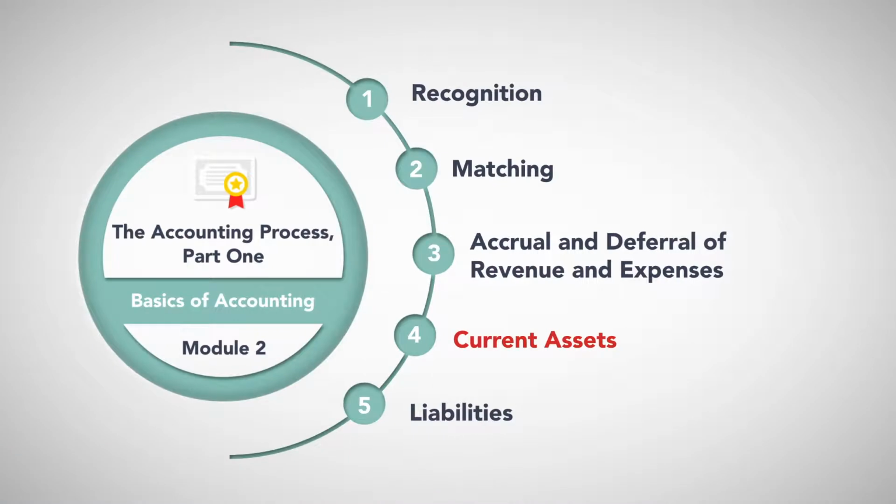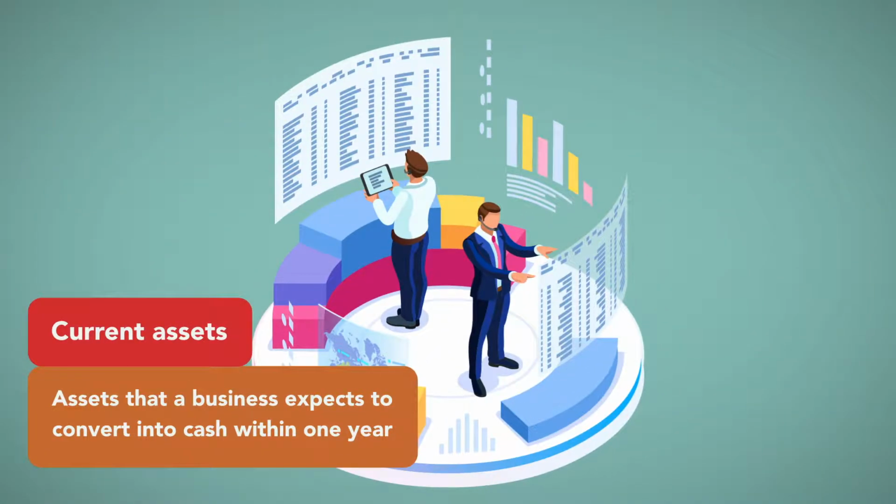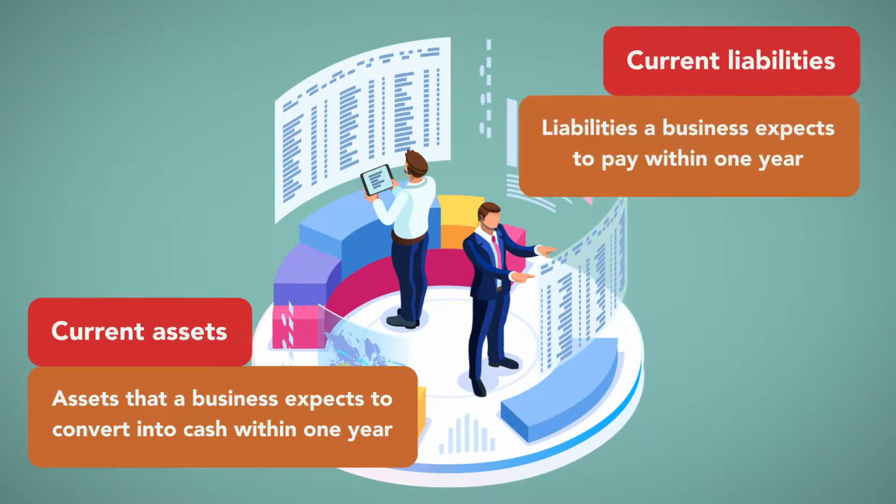Current assets. Next, we'll turn our attention to accounts that businesses maintain. Current assets are those assets that a business expects to convert into cash within 1 year, while current liabilities are those liabilities that a business expects to pay within 1 year.